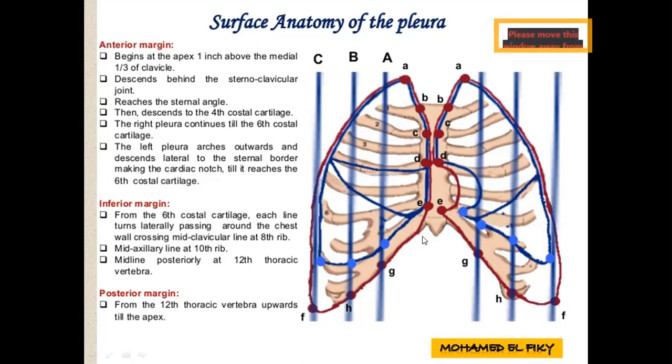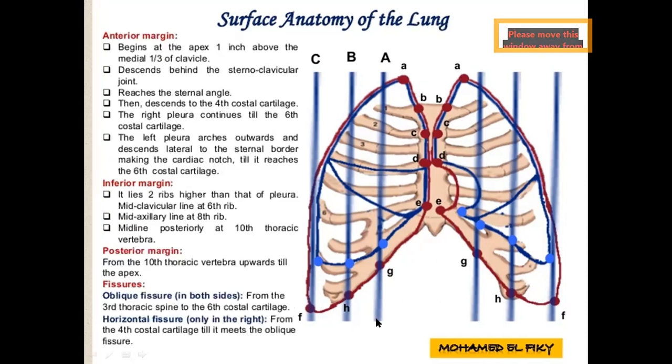So the inferior margin, see this is the sixth costal cartilage, then it is moving up to the 10th rib, then behind, the 12th thoracic vertebra. This is the inferior margin. The posterior margin is from the 12th thoracic vertebra upwards till the apex. Okay, so this is the surface anatomy of pleura.